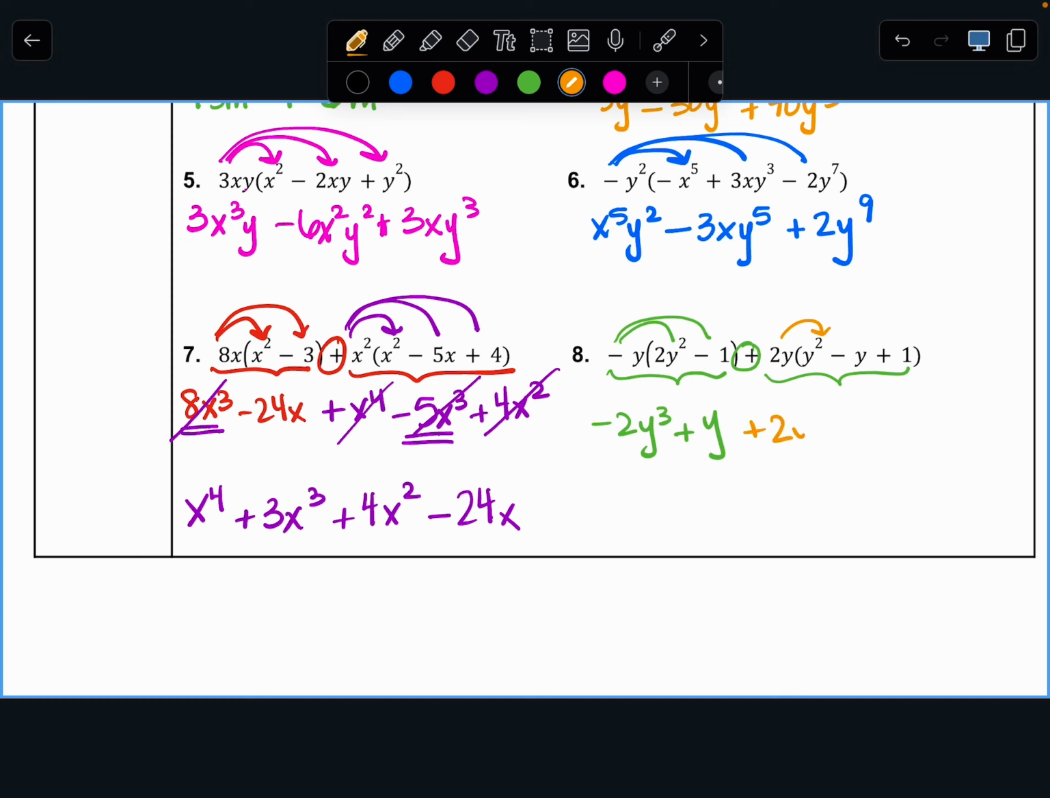That's plus 2y cubed. Somebody stop FaceTiming.